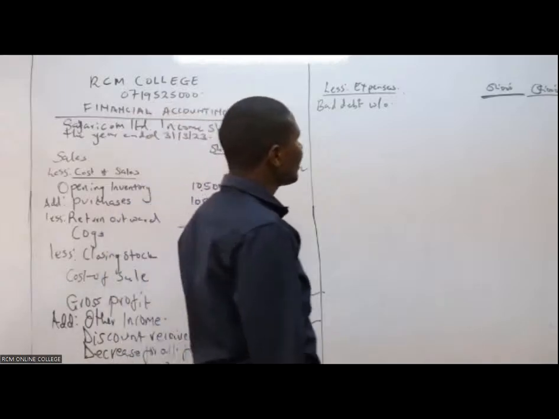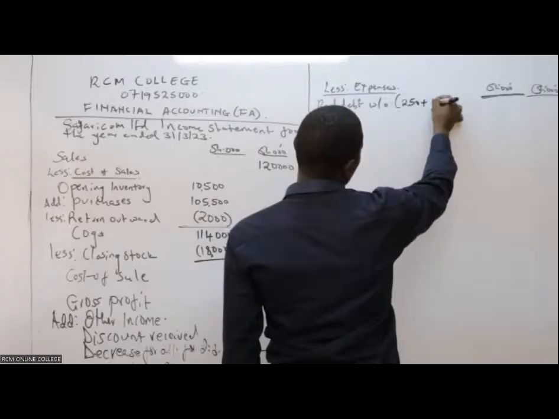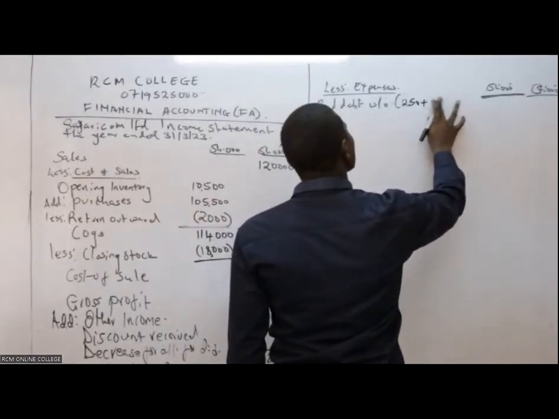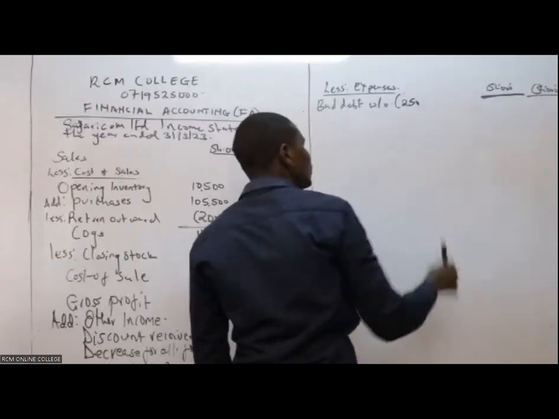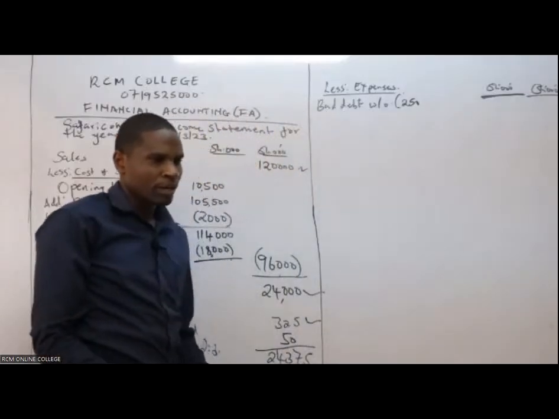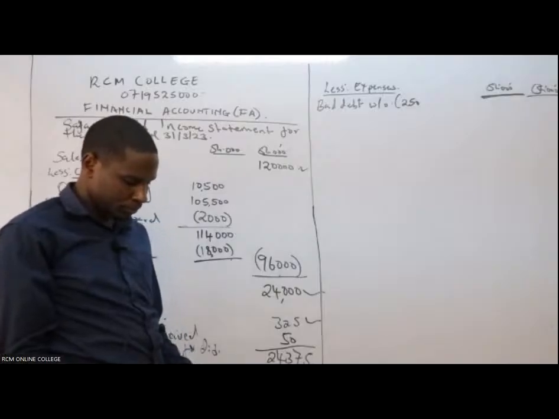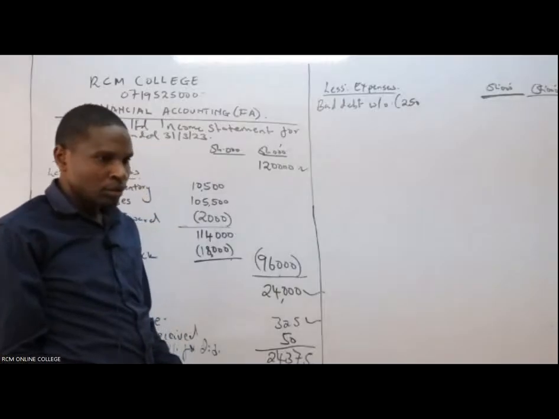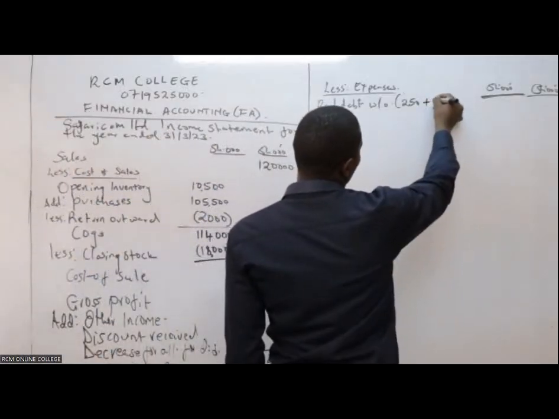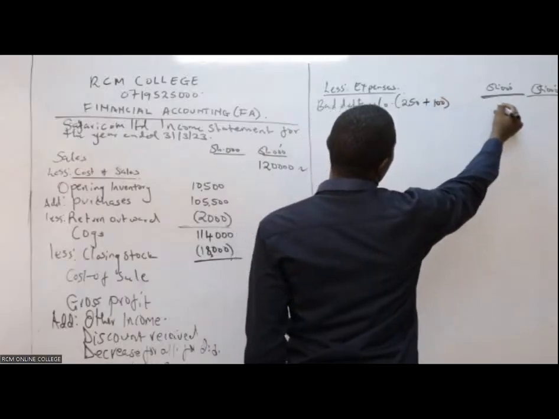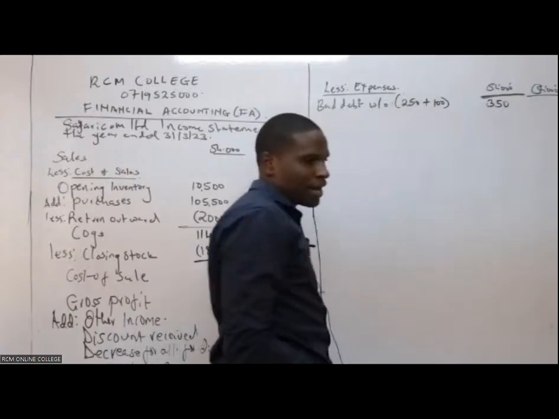So bad debt written off, we had the 250 for that month plus what we had. Bad debt written off ni ngapi jameni? We have to check. We had that man who was declared bankrupt plus what? Plus the 100 that is in our trial balance. So this will be 350. That is an expense, a direct expense.